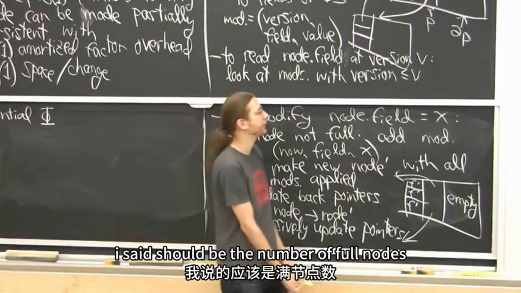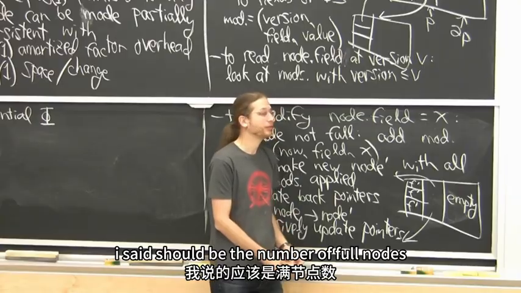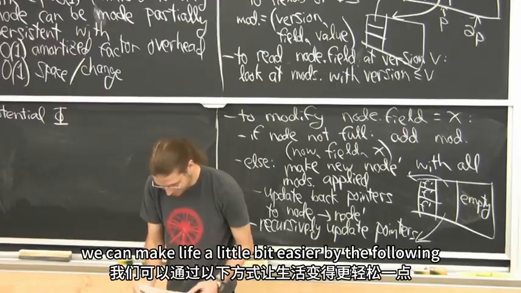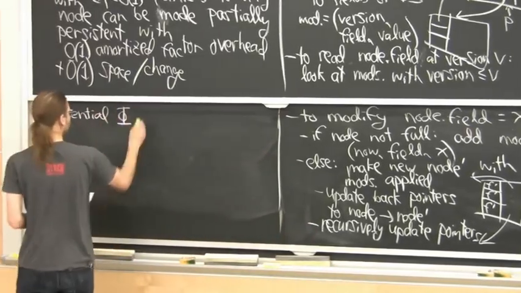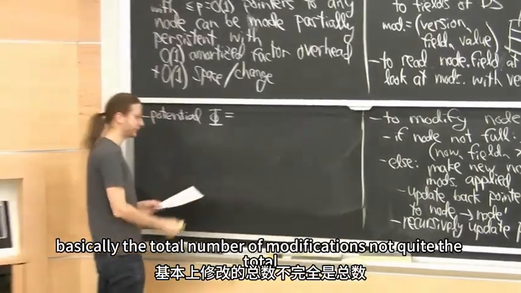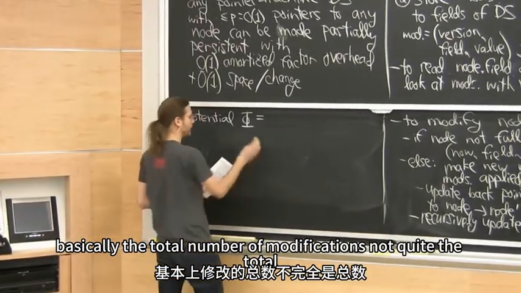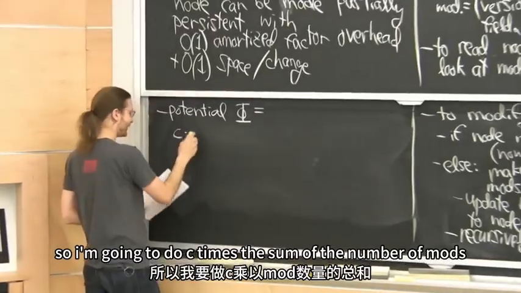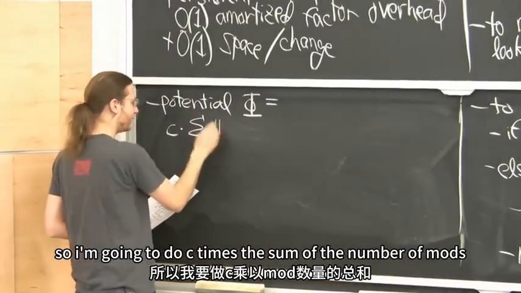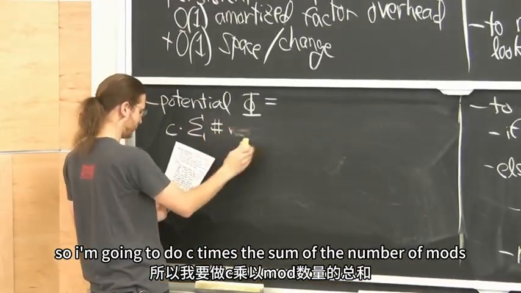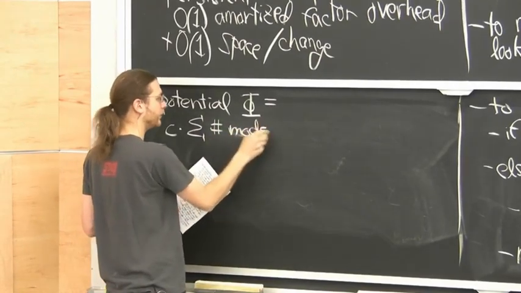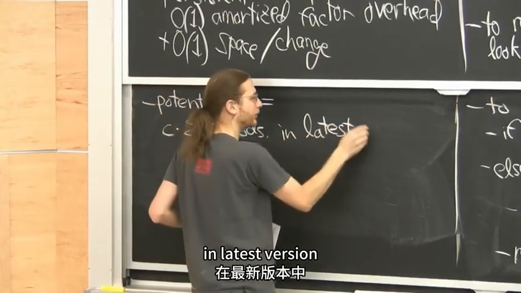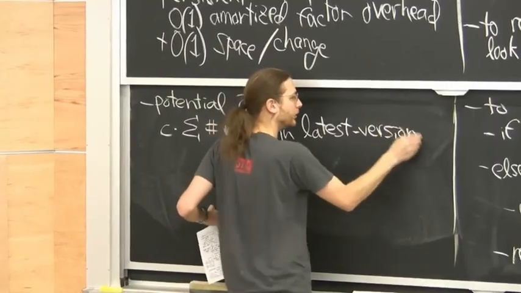In an old version of these notes, I said it should be the number of full nodes. But I think we can make life a little bit easier by the following. Basically, the total number of modifications. Not quite the total. Almost the total. So I'm going to do C times the sum of the number of mods in latest version nodes.